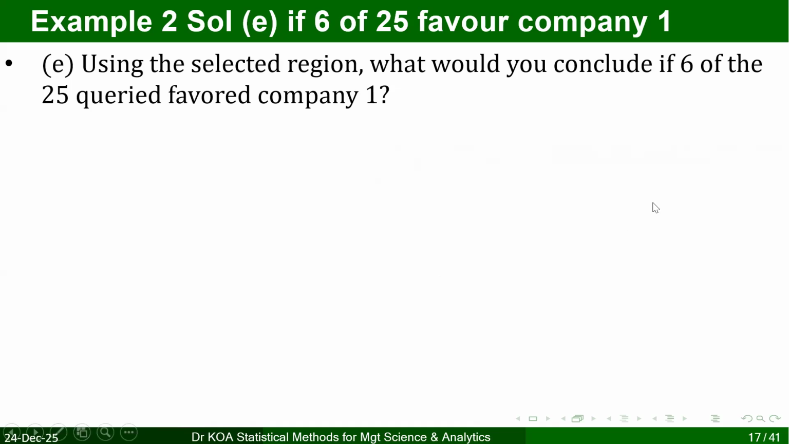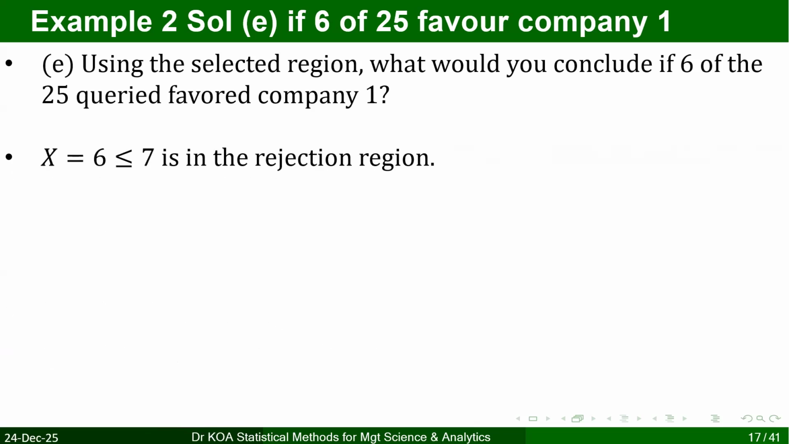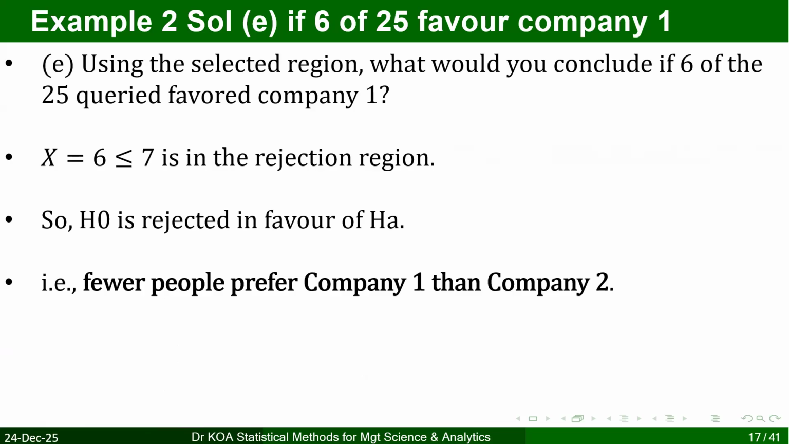Watch the question. What would you conclude if that? So what will be your conclusion? If 6 of the 25 favored company 1, you reject what? Because that will fall within the rejection region, you reject what? The null hypothesis. You reject the null hypothesis in favor of the alternative. Very, very simple thing, but when you draw some of these things, it gives you a better perspective. So that means that fewer people prefer company 1 than company 2.